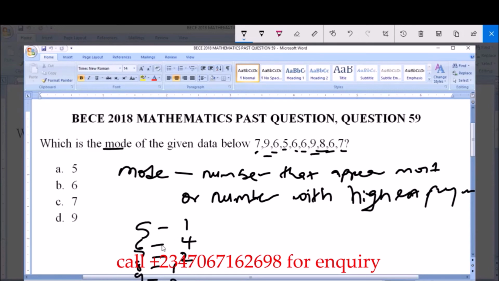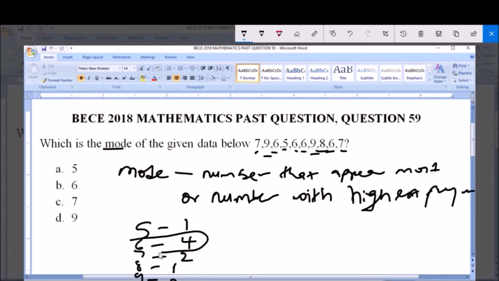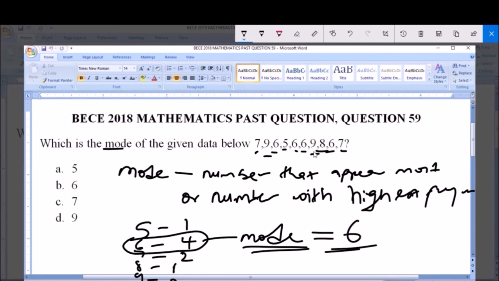Now if you look at these figures here, you can see that 6 is the number that appeared most, with 4 appearances. So therefore we say 6 is the mode of this given data. The mode is equal to 6. That is, 6 is the number with the most appearance, with the highest frequency. So option B is the correct answer, 6.